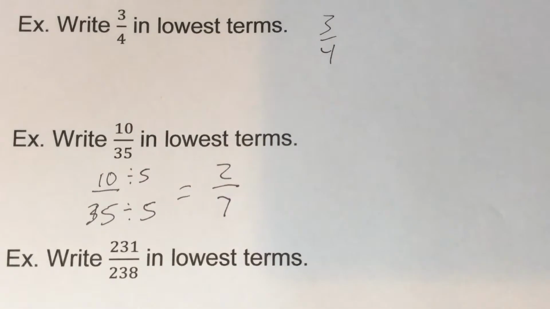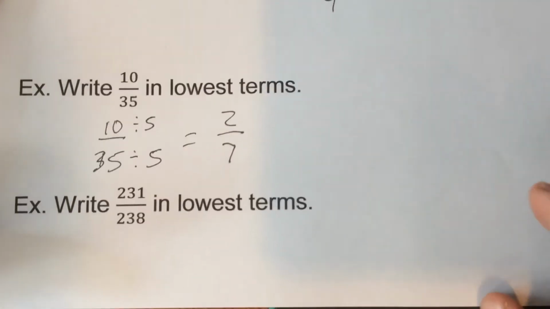Now, write 231 over 238 in lowest terms. Now, here is one. Looking at this, you're going, wow, those are big numbers. I don't know something off the top of my head that's going to go into it. Well, let's start going through some of those rules of divisibility. Are both of them even? Well, the bottom is, the top is not, so we can't divide by 2. To divide by 3, we would add the digits together and then divide by 3. If that works, then we could divide it by 3.